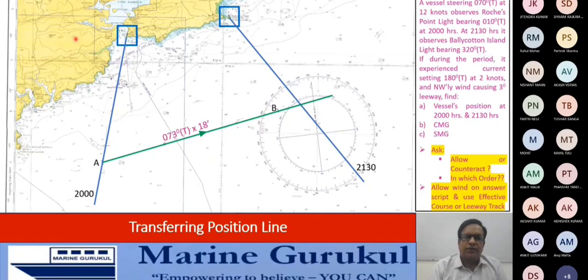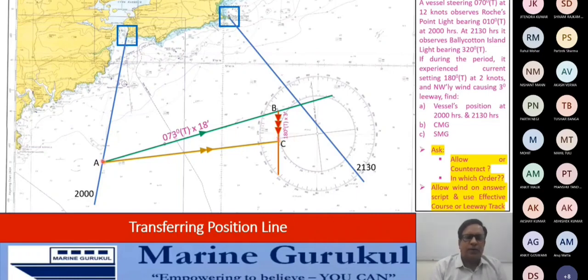Now because it is 073, wind is already allowed for. Now we allow for current for 1.5 hours, so we draw the current at B, represented by 3 arrows. Drift in 1.5 hours at 2 knots will be 3 miles. We get point C, 180 degrees into 3 miles from B. Now A to C becomes the course made good, and point A is transferred to point C.